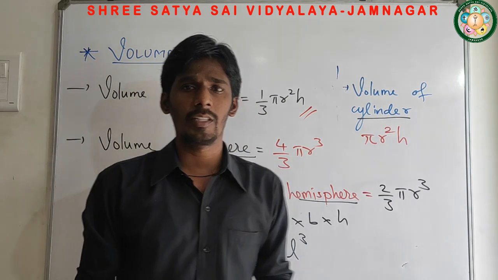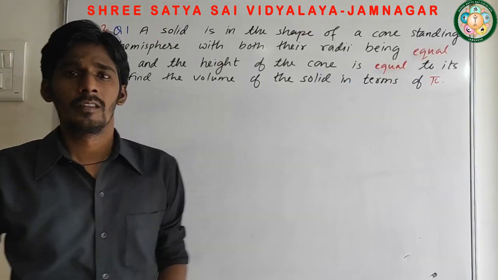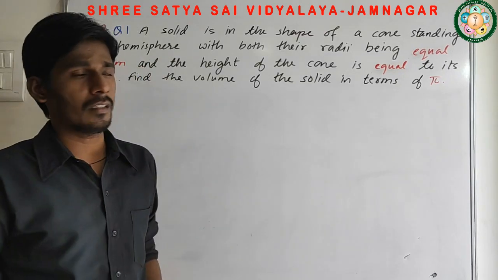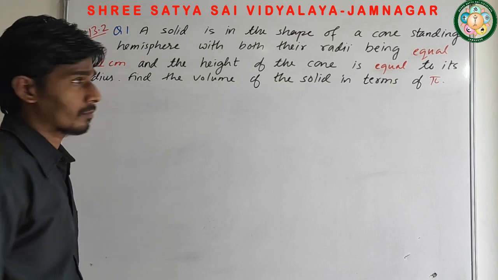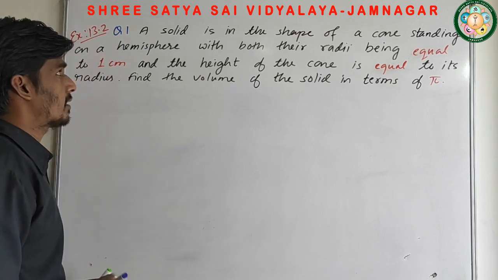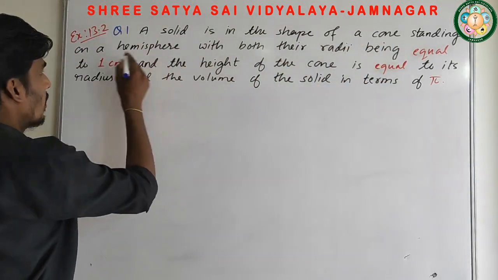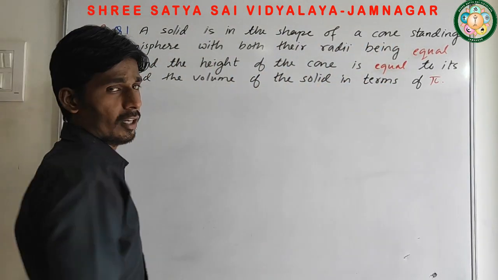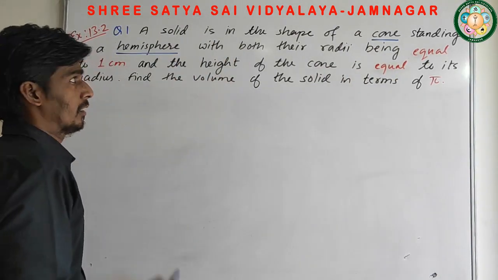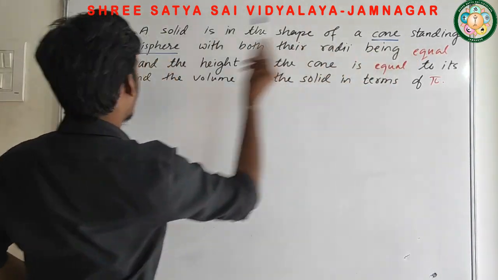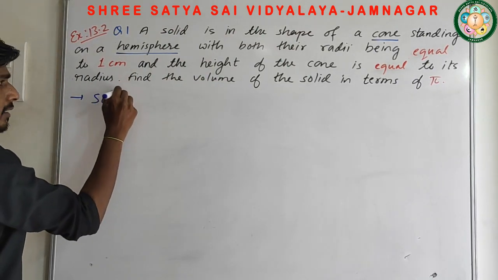So let's start with exercise 13.2. Let's start our first example of exercise 13.2. Question number 1. This is a very simple example. A solid is in the shape of a cone standing on a hemisphere. So two solids are here. First of all, it's a cone. Another is a hemisphere. So this cone is standing on the hemisphere. So how do you want to write it? Draw the diagram.